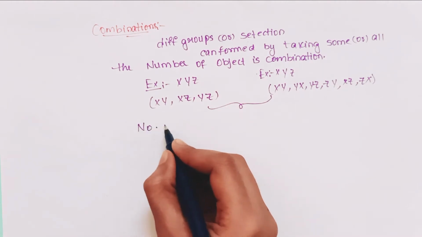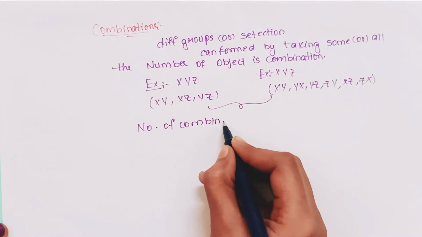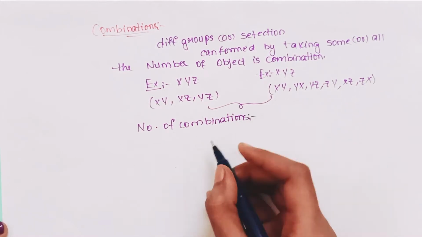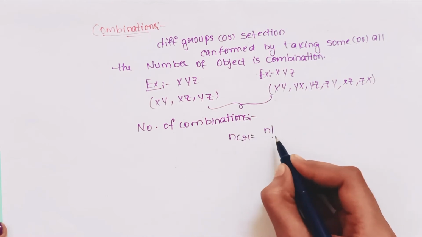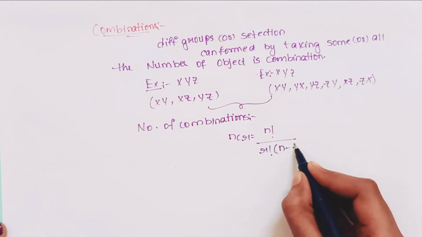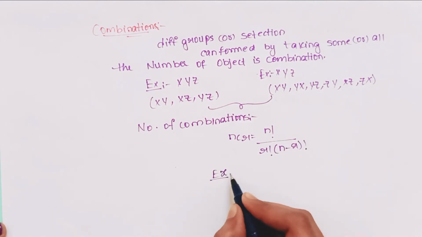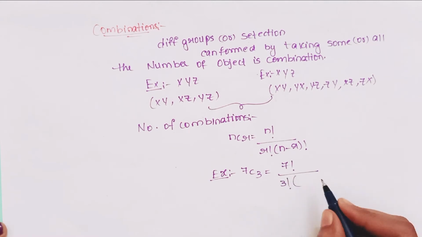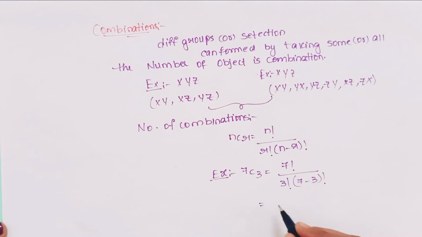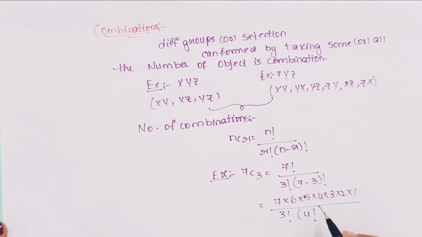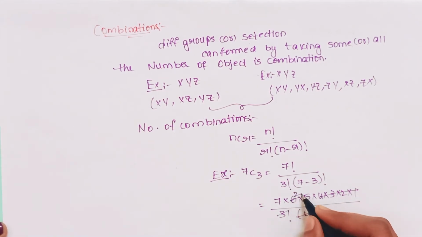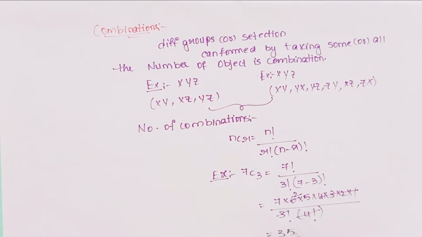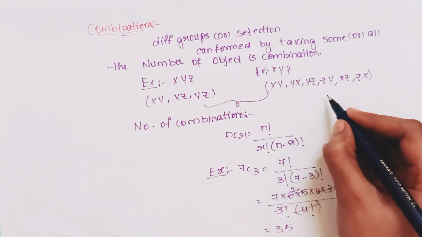If they ask us to find the number of combinations, we use this formula: nCr is equal to n factorial by r factorial into n minus r factorial. For example, 7C3 is equal to 7 factorial by 3 factorial into 7 minus 3 factorial. If we calculate, 7 into 6 into 5 into 4 into 3 into 2 into 1 by 3 factorial into 4 factorial, we'll get 35. But in permutations we got 210.